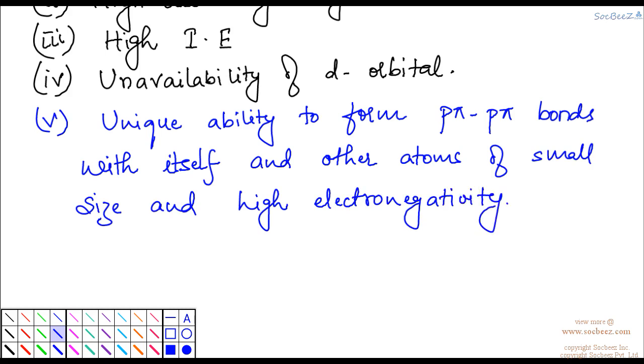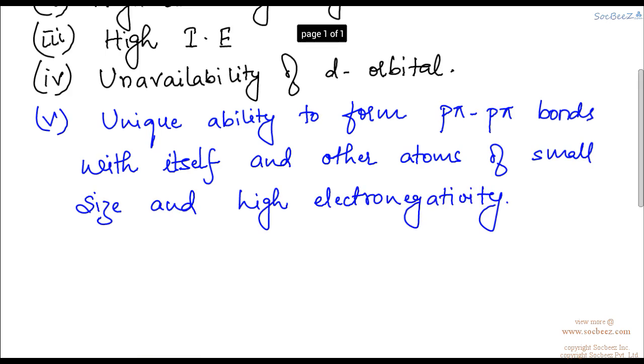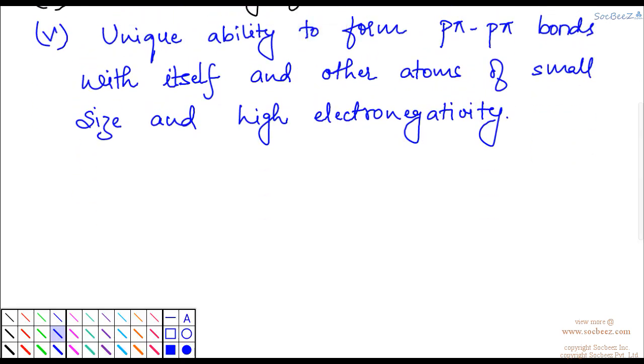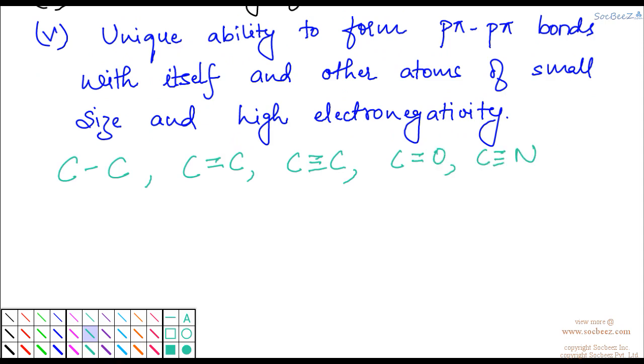Now carbon has a very unique property to form p-pi bonds with itself and other atoms of small size and high electronegativity. You very well know some common compounds of carbon. Carbon forms single bonds, double bonds, and triple bonds, and carbon forms bonds with oxygen, nitrogen, sulfur, and there are so many examples. The important feature is that carbon has a very unique property to form these bonds.